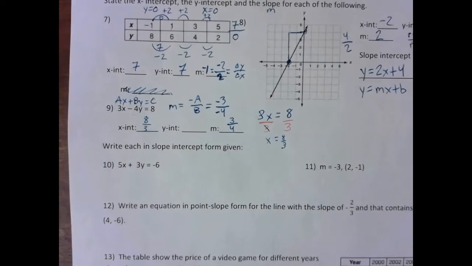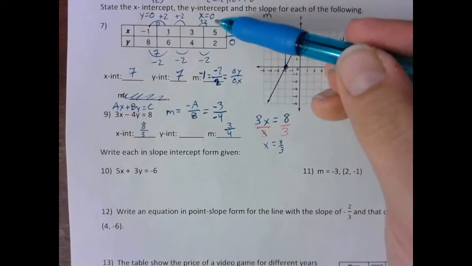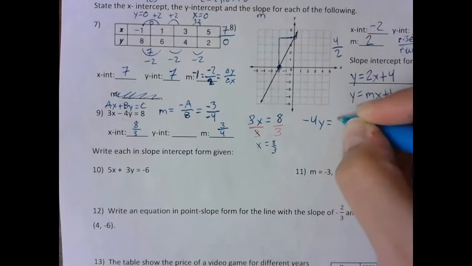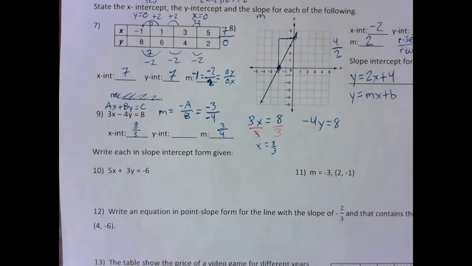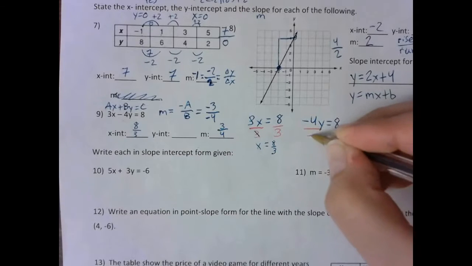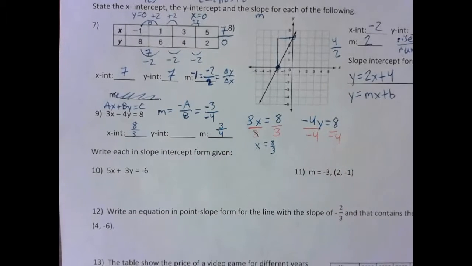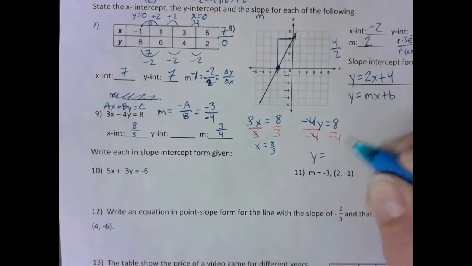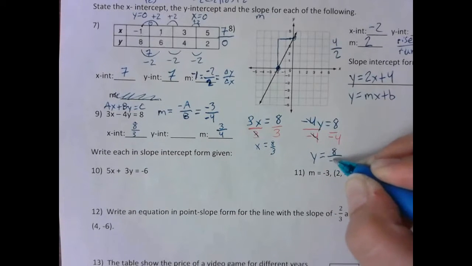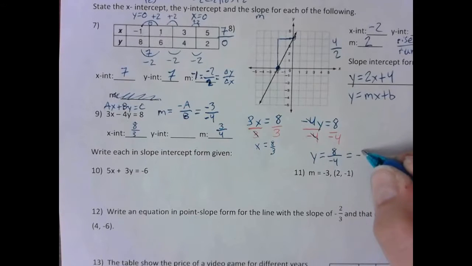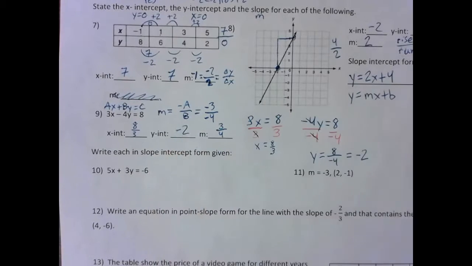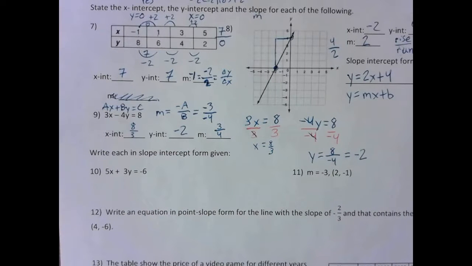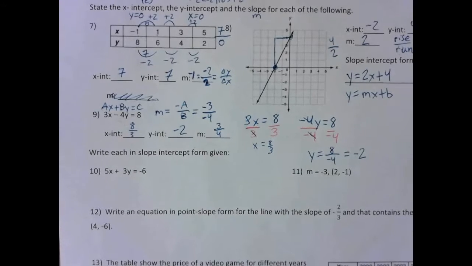For y-intercept, we need x to equal 0. So we write negative 4y equals 8. To get y by itself, divide everything by negative 4. Alright, that means we get y equals 8 divided by negative 4, which is really negative 2. So our y-intercept is negative 2. Whew, that took a couple of steps, huh? Okay.